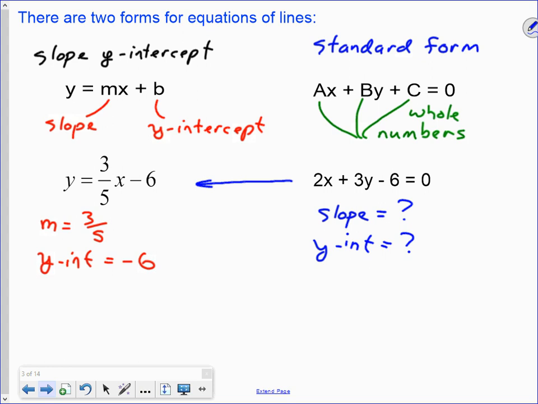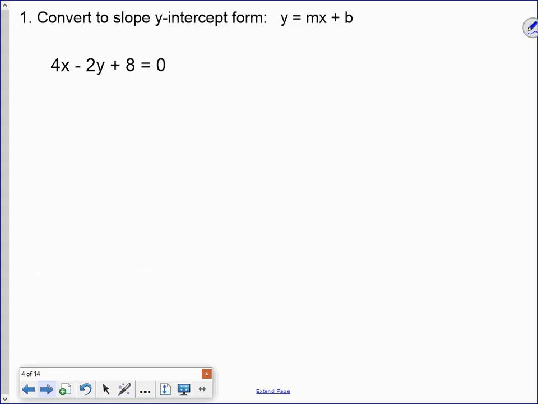And converting an equation from one form to the other just uses the algebra skills that we learned when we were solving equations or when we were rearranging equations in the review. Okay, so let's take a look at how you go from standard form to slope y-intercept form. So here's our first example. Convert to slope y-intercept form.